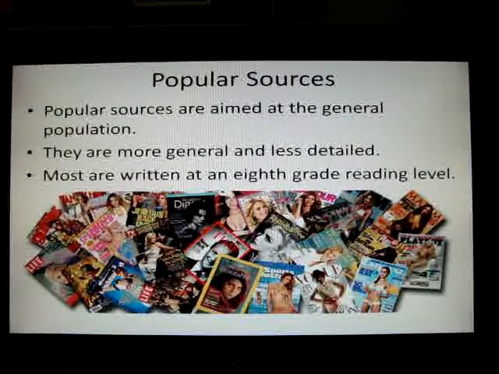Now, popular sources, as this says, are aimed at the general population. They are not very detailed. They are simplistic in their approach, because most people that read their magazines aren't looking for depth. They're just looking for a quick read. They're really looking for entertainment. And most of these magazines are written at an 8th grade reading level, which is considered the average in America. It's sad that the average person graduates high school with an 8th grade reading ability.